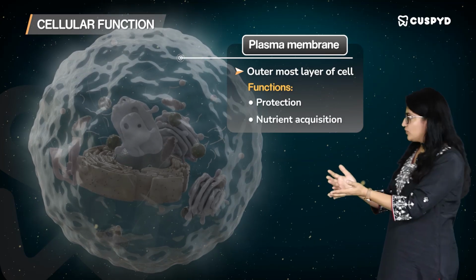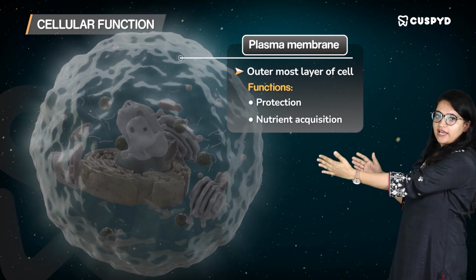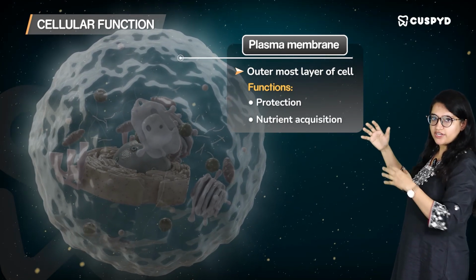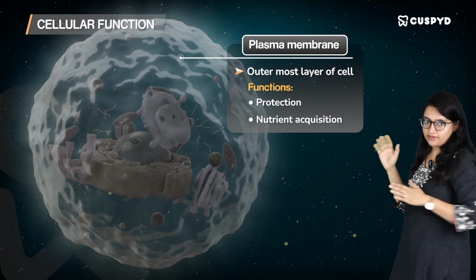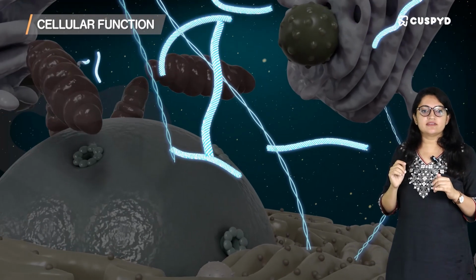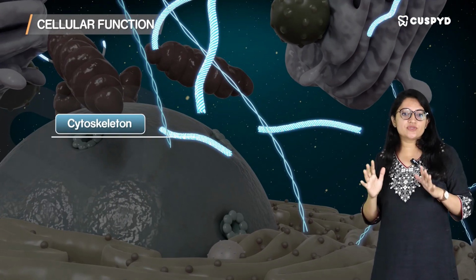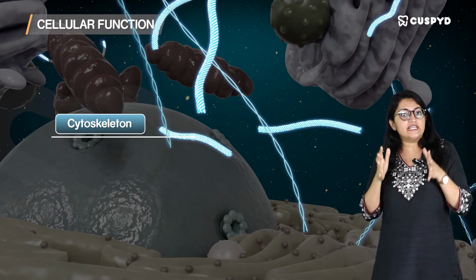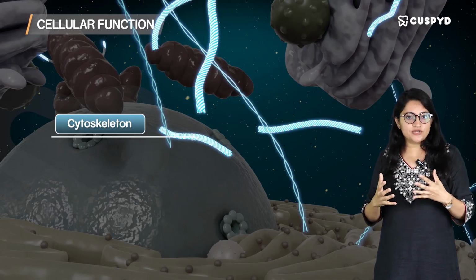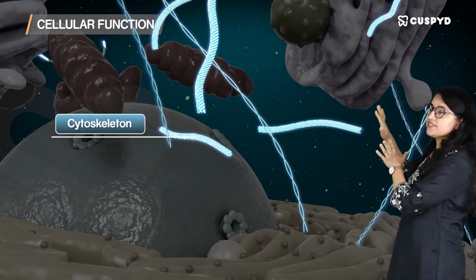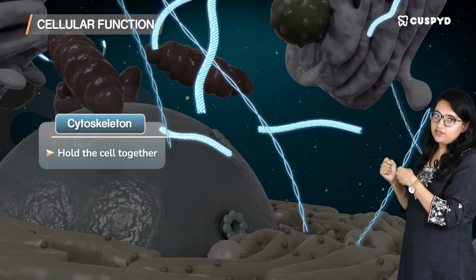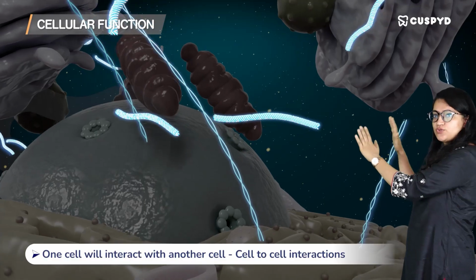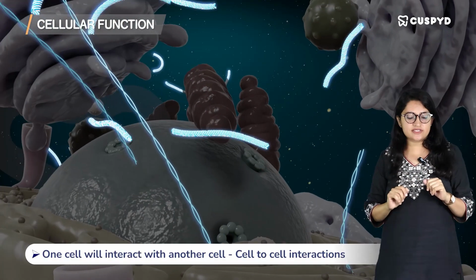So your cell is a unit, you have a plasma membrane around that. So plasma membrane will protect this cell, as well as it will acquire nutrients from the outside for the survival of that particular cell. Then the second thing we are going to study in this class is your cytoskeleton. Just like you have a skeleton for your own body, which gives integrity to your body, which holds your body together, the same way your cell also has a cytoskeleton, which will hold the cell together, and one cell will interact with another cell through cell-to-cell interactions. That also we are going to study in this class.